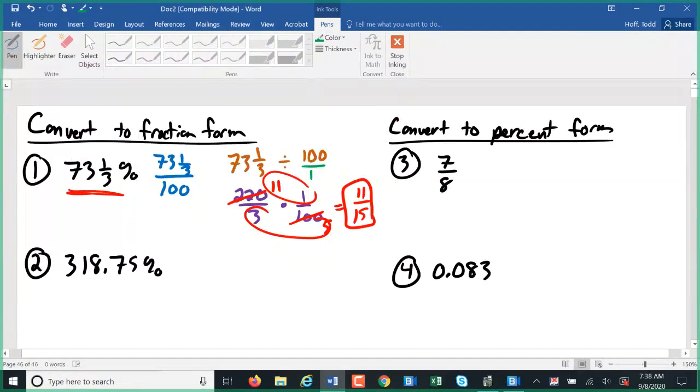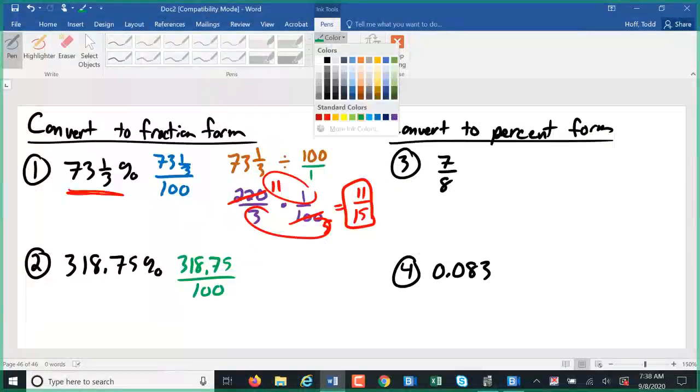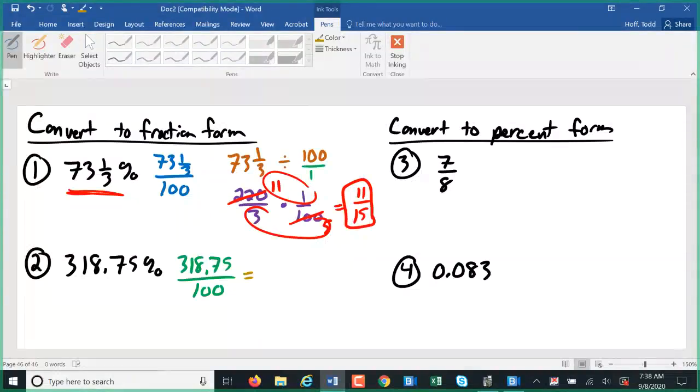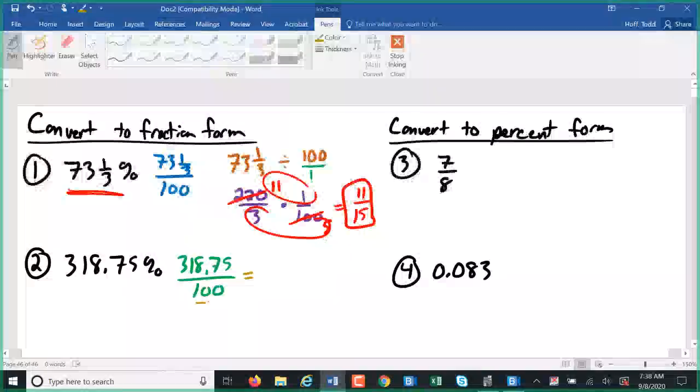Number 2 here, 318.75%. That's 318.75 out of 100. Now I do need to get rid of that decimal, but before I do that here, I combined a couple of tasks. First, we notice that's bigger than 100%, so the equivalent fractional form will be bigger than 1. So I'm going to convert this down to a mixed number. 100 goes into 318.75 3 times, with 18.75 left over.